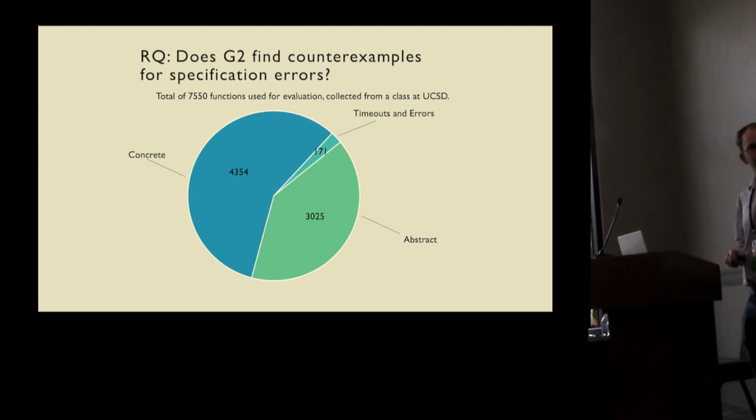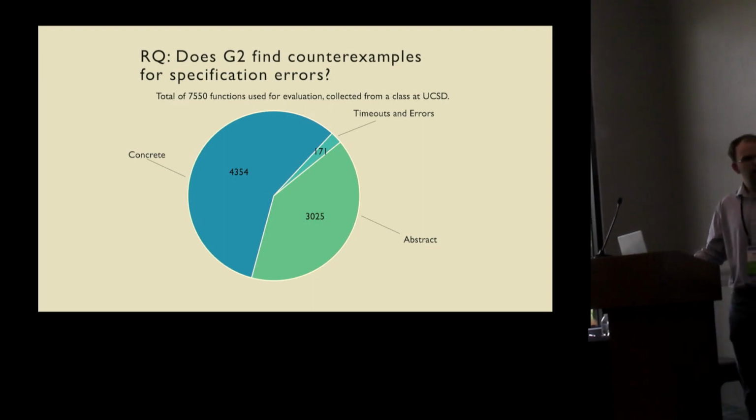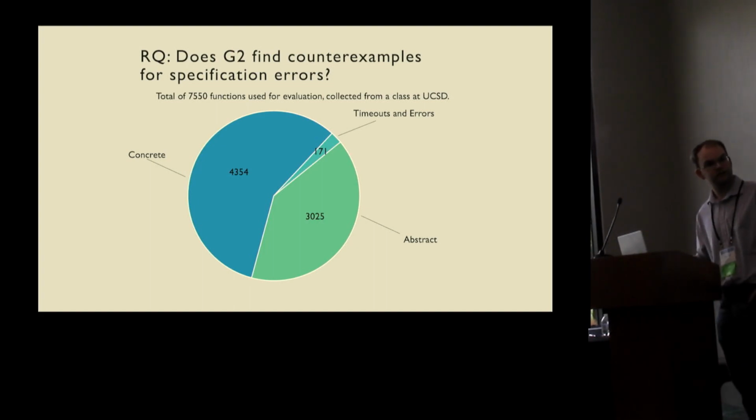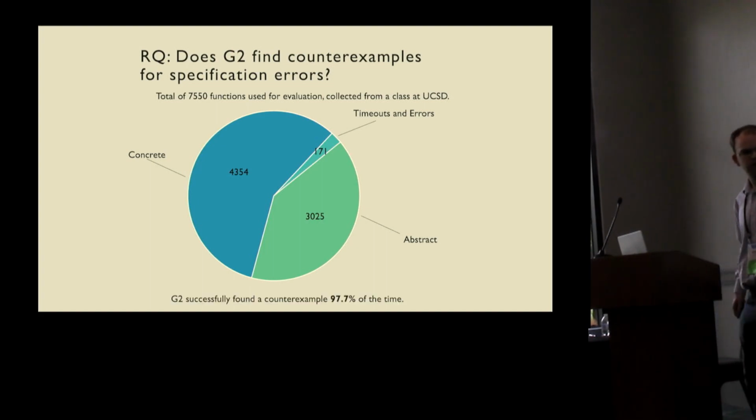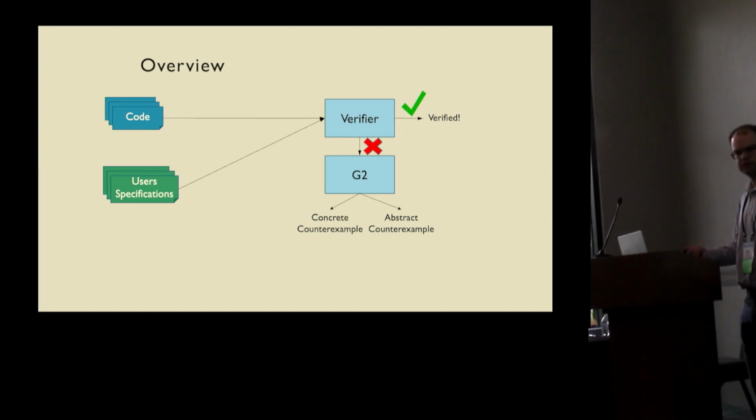What we found is that in roughly 60% of cases, we could find concrete counterexamples explaining the errors. And in roughly 40% of cases, we could find abstract counterexamples explaining the errors. So in order to explain almost half of the mistakes, you need these abstract counterexamples. In total, we were able to find a counterexample almost 98% of the time, 97.7% of the time. So that's what we can do with abstract counterexamples to help debug modular verifiers using symbolic execution.